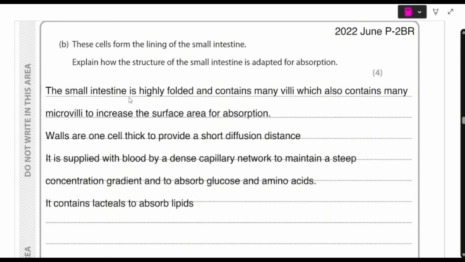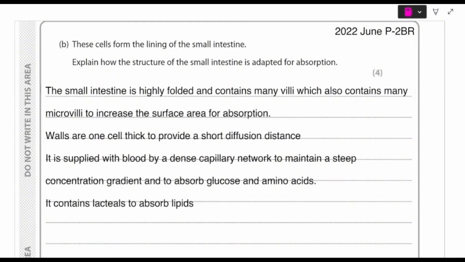So it is first of all highly folded, containing many villi and microvilli, which increase the surface area for absorption. Then the walls are one cell thick, or very thin, to provide a short diffusion distance. It is supplied with blood by a dense capillary network to maintain the steep concentration gradient and to absorb glucose and amino acids. And it contains a lacteal to absorb lipids.